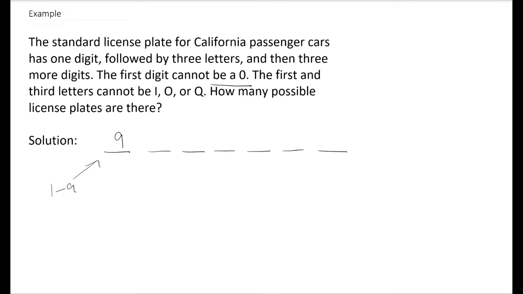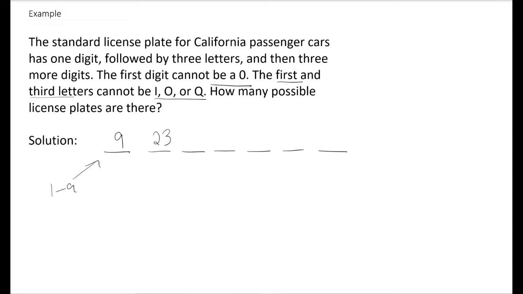Now for the first letter, well, notice that there's 26 letters in the alphabet. However, the first and the third letters cannot be I, O, or Q. This means we're limited to the rest of the 23 letters in the alphabet. So we have 23 options left in the alphabet. Okay, so we have 23 possible choices.